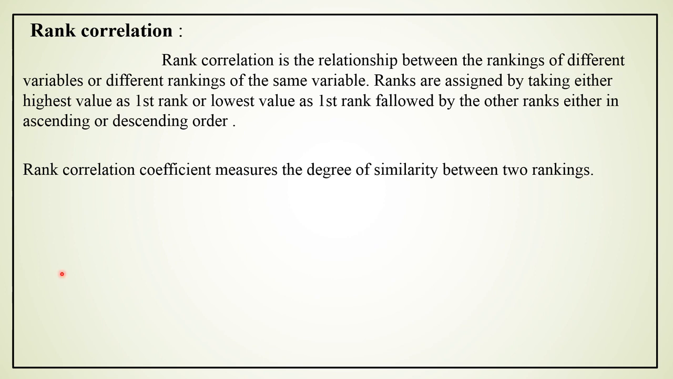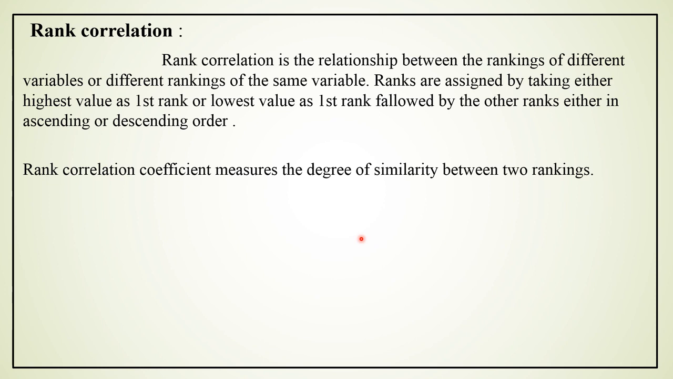Rank correlation is the relationship between the rankings of different variables or different rankings of the same variables, where the ranks are assigned either by taking the highest value as the first rank or the lowest value as first rank, followed by the other ranks either in ascending or descending order. The degree of measuring the similarities between the two rankings is called as rank correlation coefficient.